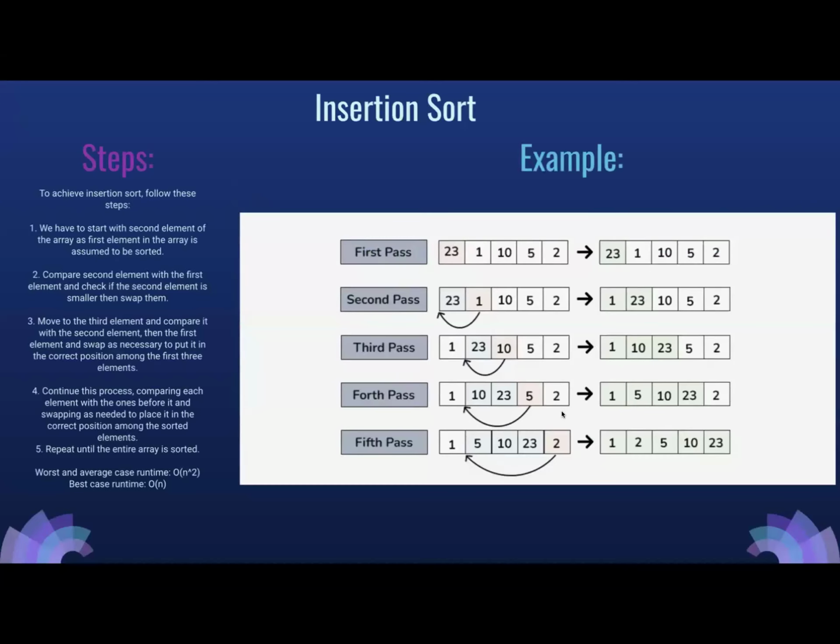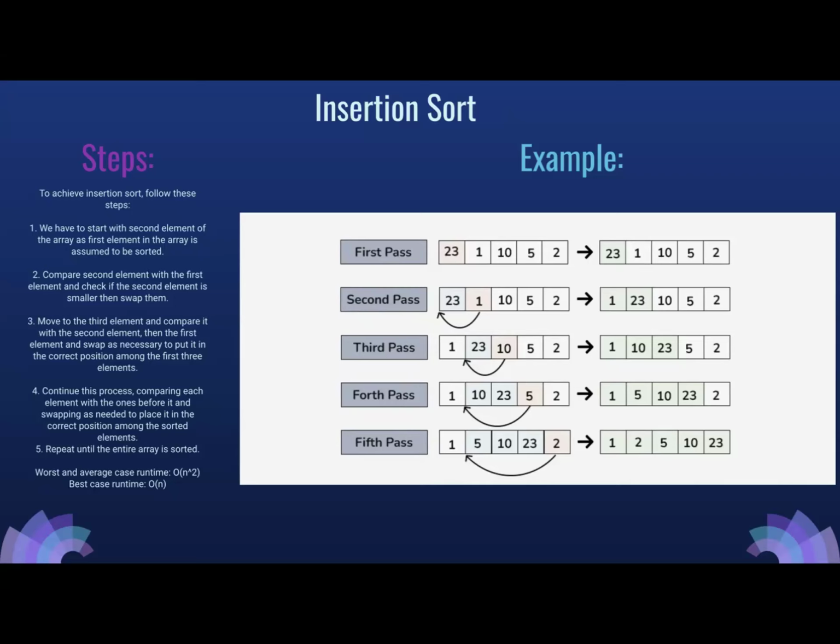All right. So we'll go ahead and start with insertion sort, right? So we have the steps to achieve insertion sort. Number one, we're going to have to start with the second element of the array as the first element in the array is assumed to be sorted. So in this case, if you look at our first pass, we're making 23 our sorted array, while the rest of it is going to be unsorted. Step two would be to compare the second element with the first element and check if the second element is smaller, then swap them. If you see here, 23 is in our sorted array, 1 is in our unsorted, and we're comparing 1 with 23.